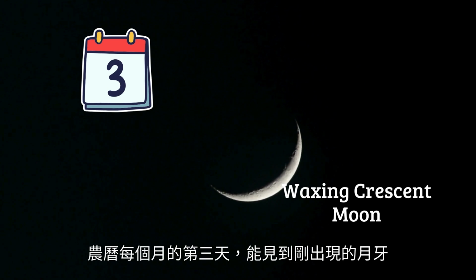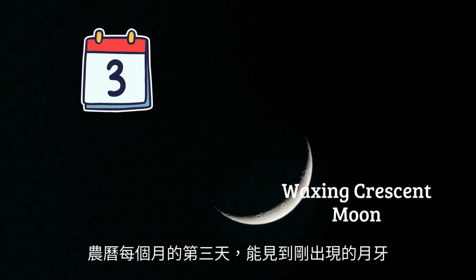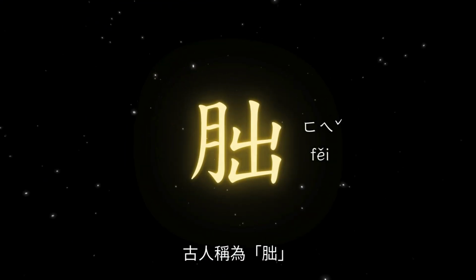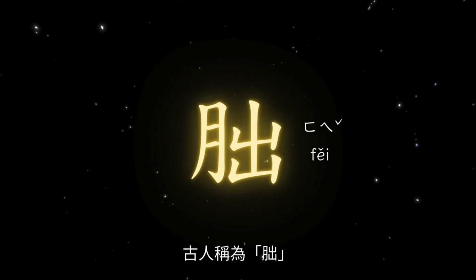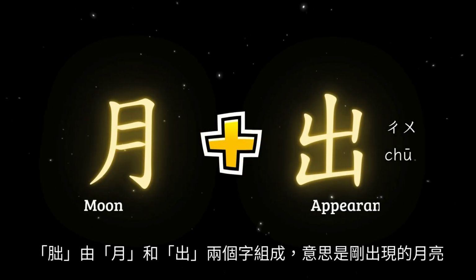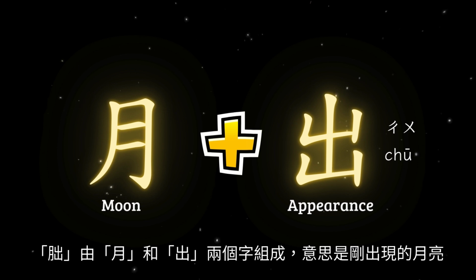On the third day of each lunar month, you can see the waxing crescent moon. This moon is called 匪 by ancient Chinese people. 匪 is composed of the character moon 月 and the character appearance 出 meaning the newly appeared moon.